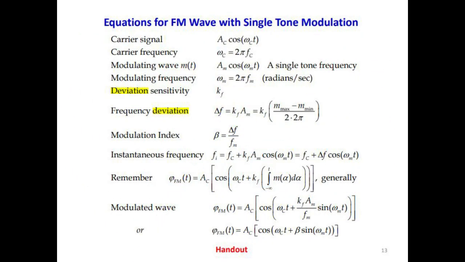Other equations that will be helpful for the frequency deviation are the equations for the FM wave with single tone modulation. As you can see, the deviation sensitivity is stated as Kf and the frequency deviation Δf is equal to Kf times (m max minus m min) all over 2 times 2π.